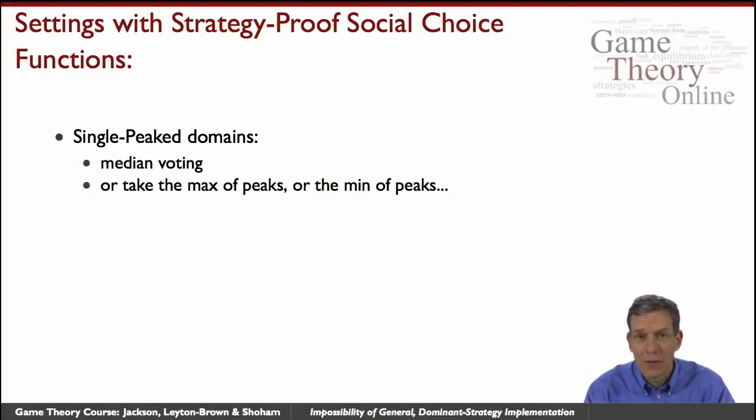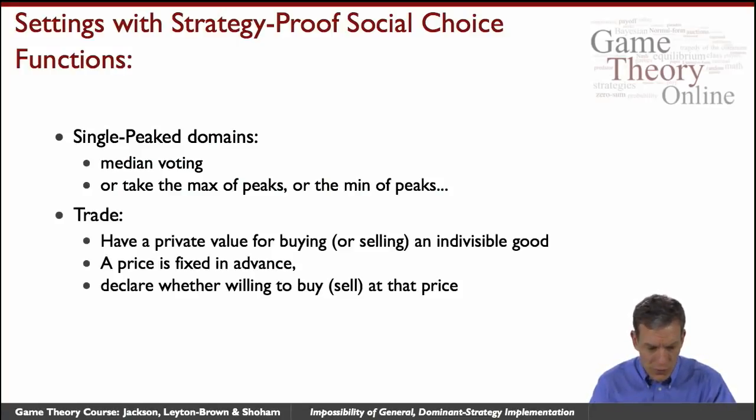You could also take the max of the peaks. You could do, instead of median voting, maximum voting. So whoever has the maximum peak, or the minimum peak, or any order statistic. Single peaked domains are settings where we've limited the set of preferences, so not any ordering over candidates is allowed any longer. And once you do that, then it's easier to design strategy-proof rules.